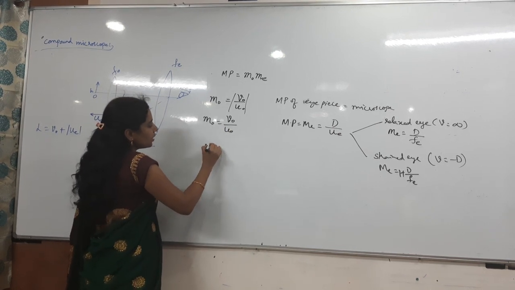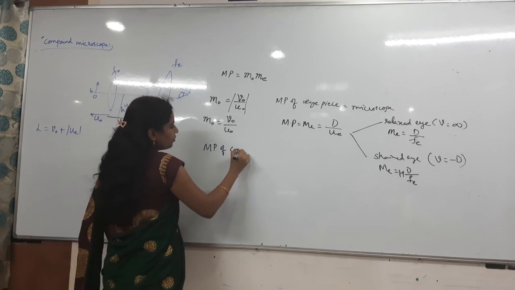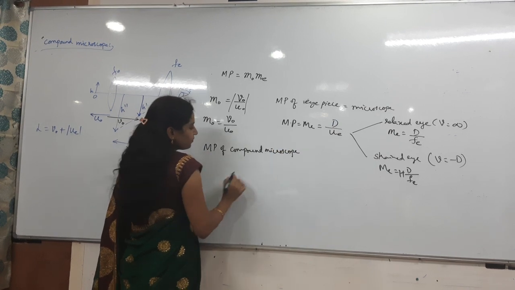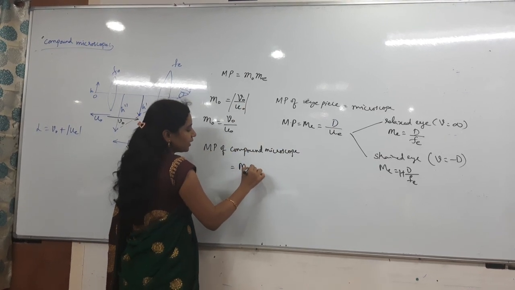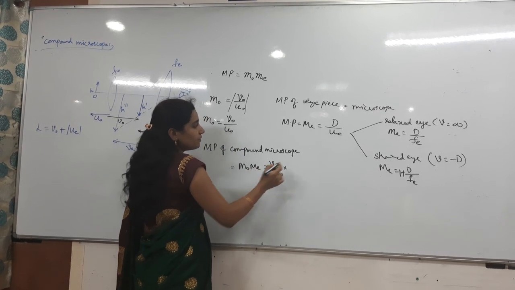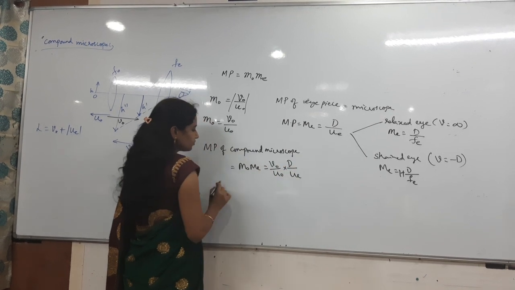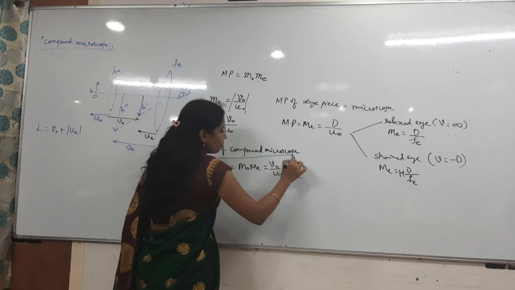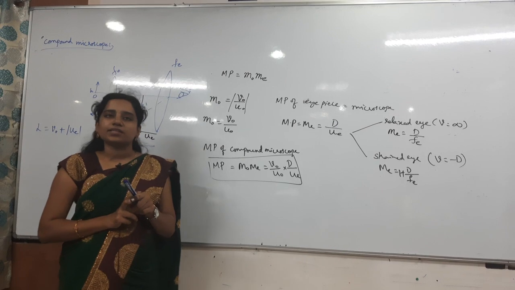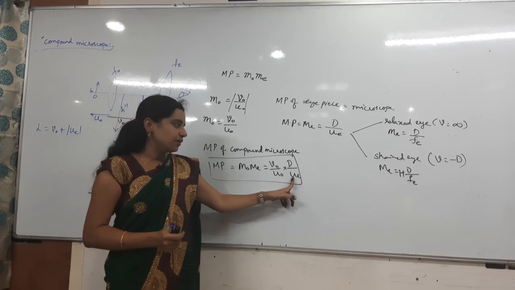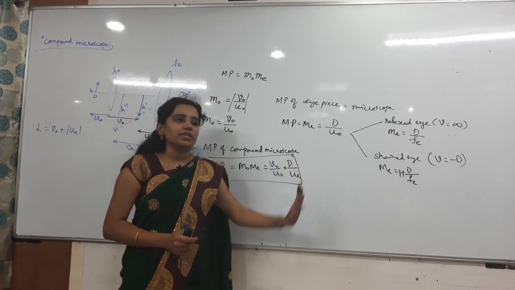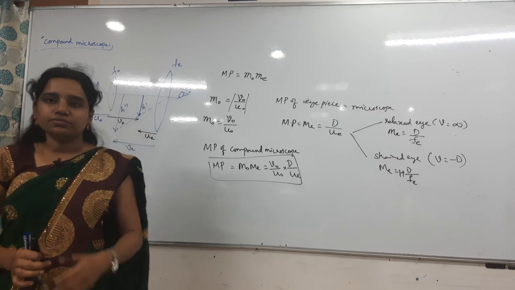So the total magnifying power of the compound microscope is M naught times ME. M naught is V naught by U naught, and ME is D by UE. This is the magnifying power of the compound microscope. This changes based on relaxed or strained eye. If it is relaxed, we get FE simply. If it is a strained eye, you get 1 plus D by FE. Clear?